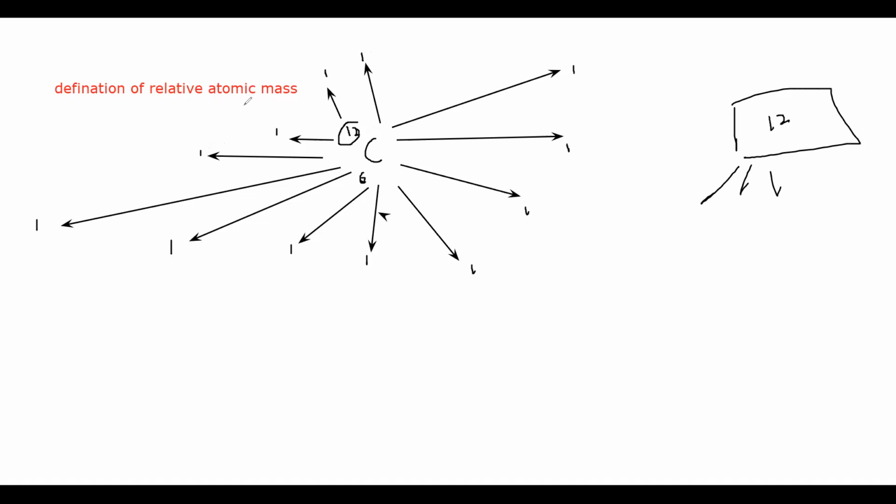So what is the definition of atomic mass? It's a theoretical definition. It is the mass of an element compared with the 12th part of carbon. What does it mean, mass of element compared with the 12th part of a carbon?